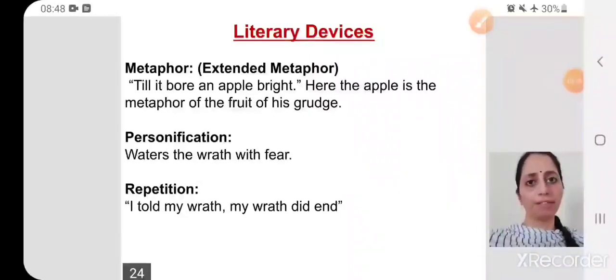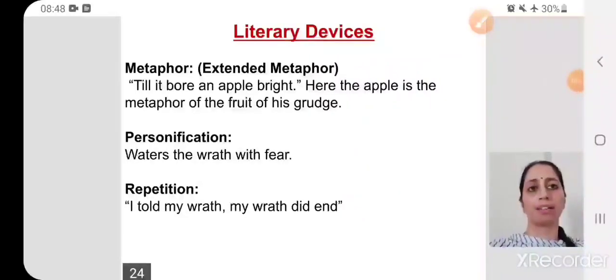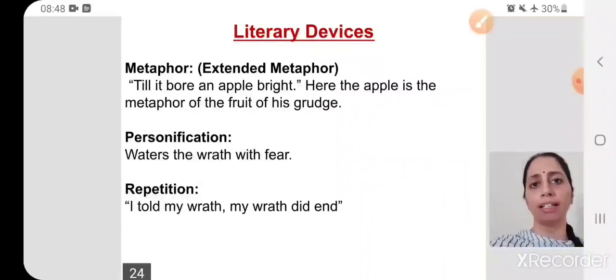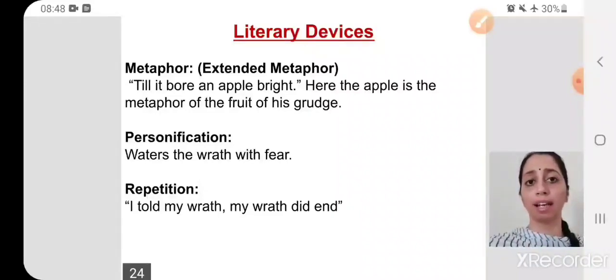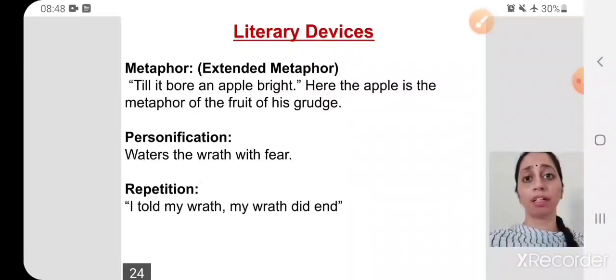The next figure of speech that we will see is repetition. Now what's a repetition? When a word is repeated in the same line, it is called repetition. So, "I told my wrath, my wrath did end." If you see, the word wrath is repeated. So that figure of speech is repetition.